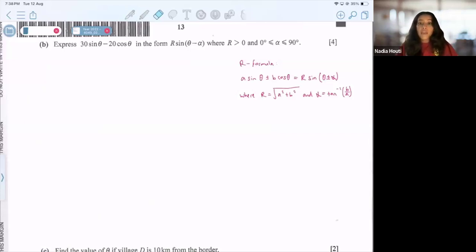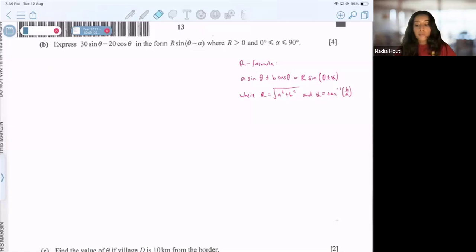For the R formula, we have A sine theta plus minus B cosine theta equals R sine theta plus minus alpha. So this is the form that we're going to use. And R will be equal to the square root of A squared plus B squared. And alpha is tangent inverse B over A.